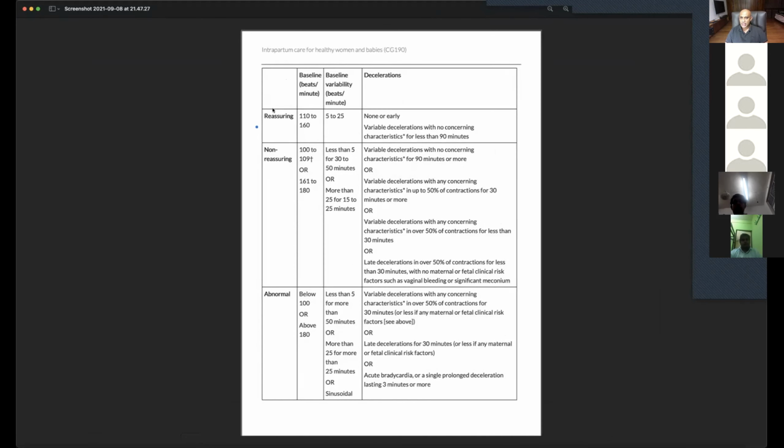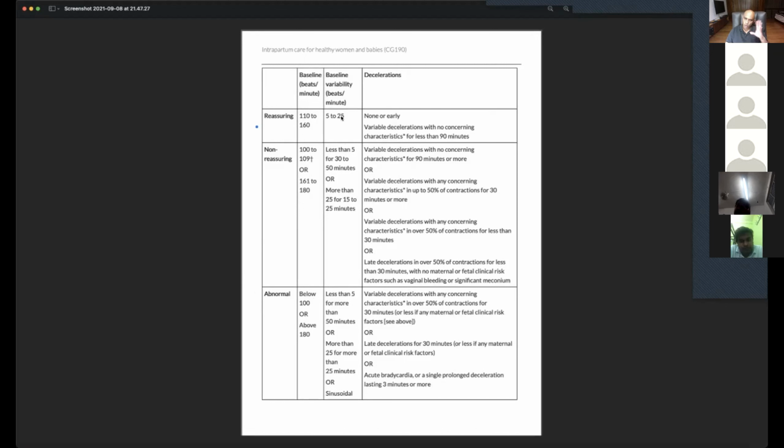110 to 160 is reassuring, which we have discussed, right? Non-reassuring is 100 to 109 or 161 to 180. While abnormal is below 100, which is called bradycardia, and over 180 is called tachycardia. That we discussed. Second is baseline variability.